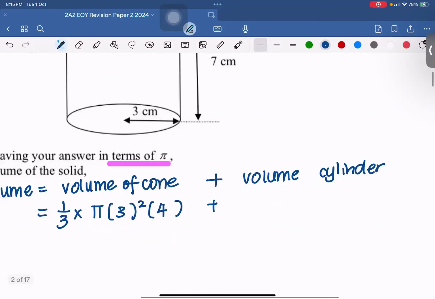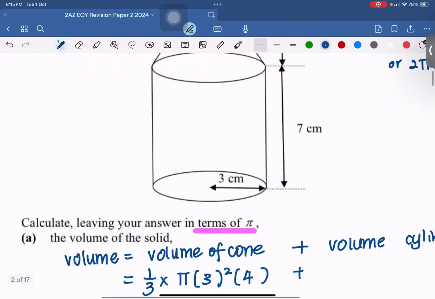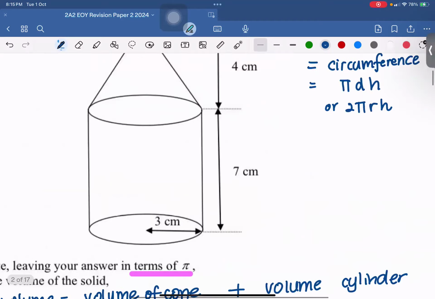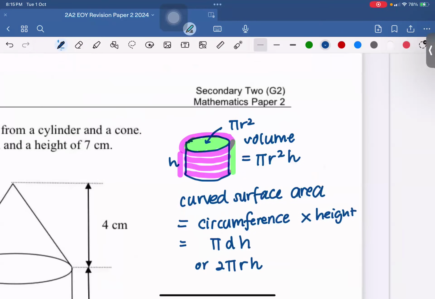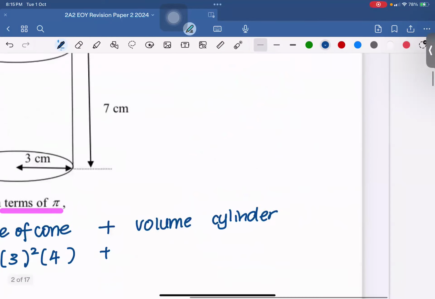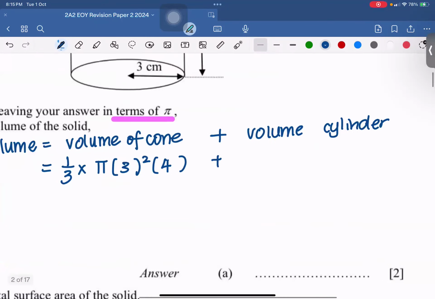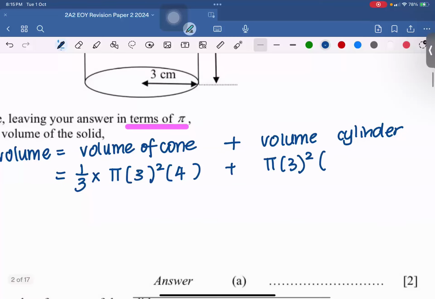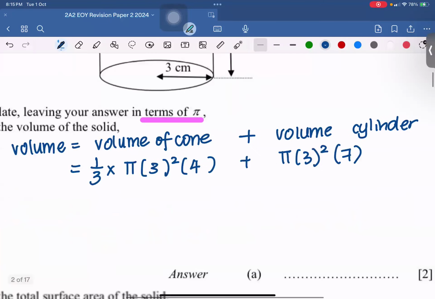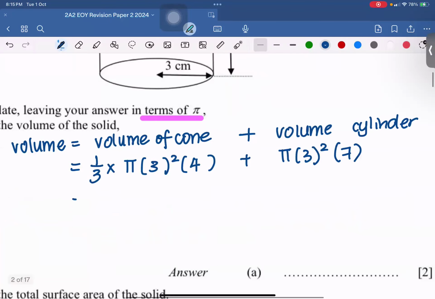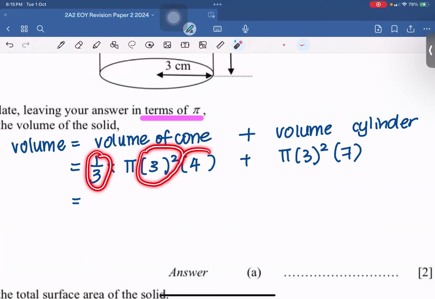So volume of cylinder. You understand what the question means? So volume of cylinder is given by the base area times the height. So it's pi r square times the height. So it's pi, again, 3 square, but the height of the cylinder is now 7. So pi r square 7. Okay, so like what Arya has just mentioned, calculate the number itself. So 1/3 times 3 square times 4, and then pi, we leave it alone.